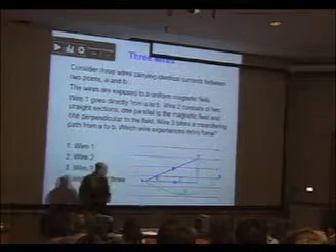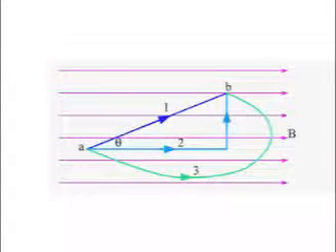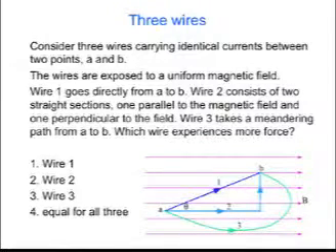Now, wire 1 is taking the most direct route. Wire 2 is a strangely shaped wire with a 90-degree bend in it. And wire 3 kind of looks like a regular old wire that you may lay down on the tabletop, and it follows that kind of path. So they all start at A and they end at B, and they have the same magnitude current. And what I want to know is which wire experiences more force in this case. Okay, so wire 1, wire 2, or wire 3.